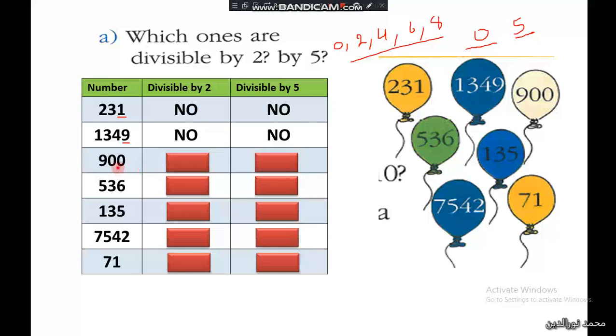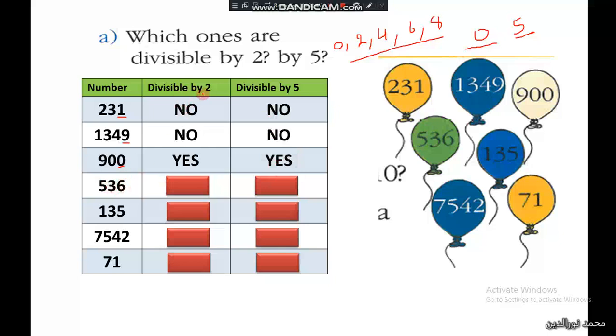900, we have 0 in the ones, so it's an even number, so it's divisible by 2. We say yes. And then it also has 0 in its ones, so it's also divisible by 5.